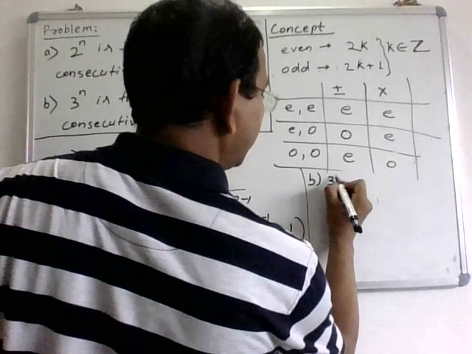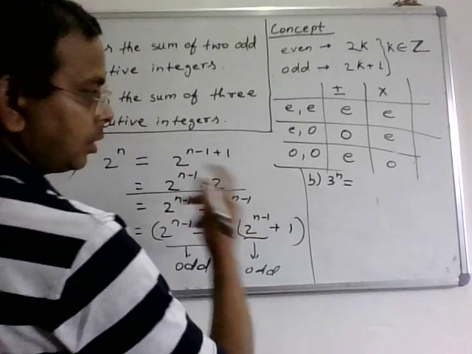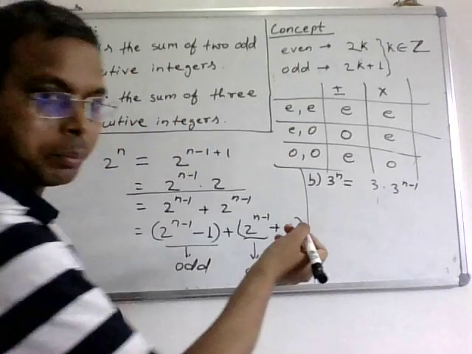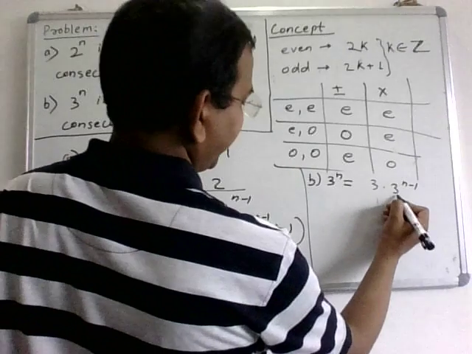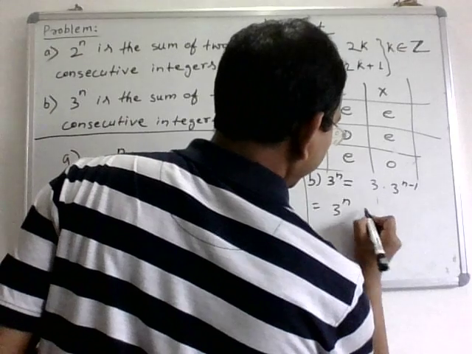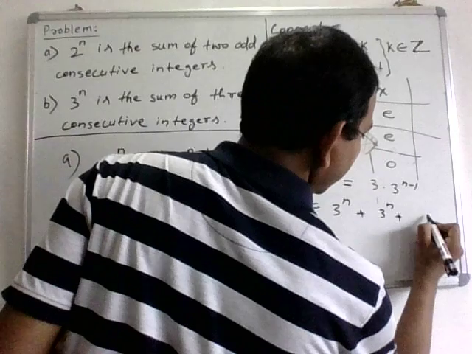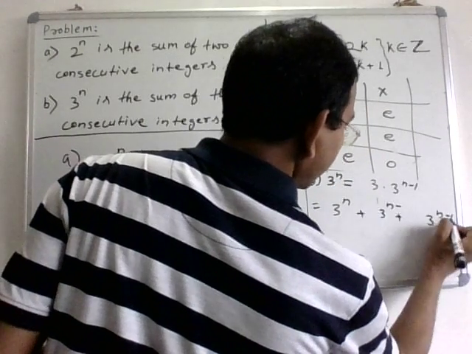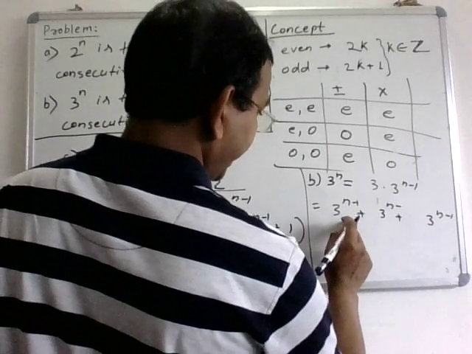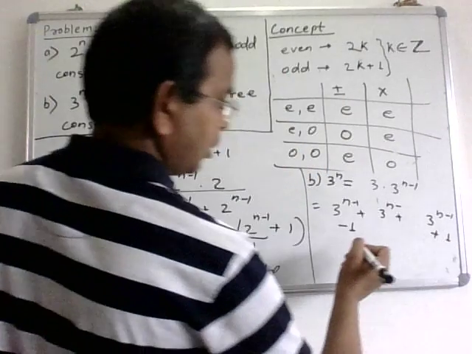So 3 to the power n is the sum of three consecutive numbers. 3 power n can be written as 3 into 3 raised to n minus 1. Again the same principle. Now 3 to the power n is 3 times 3 raised to n minus 1, so we can write 3 raised to n minus 1 plus 3 raised to n minus 1 plus 3 raised to n minus 1. Now if we subtract 1 from here and add 1 here, there will be no change.